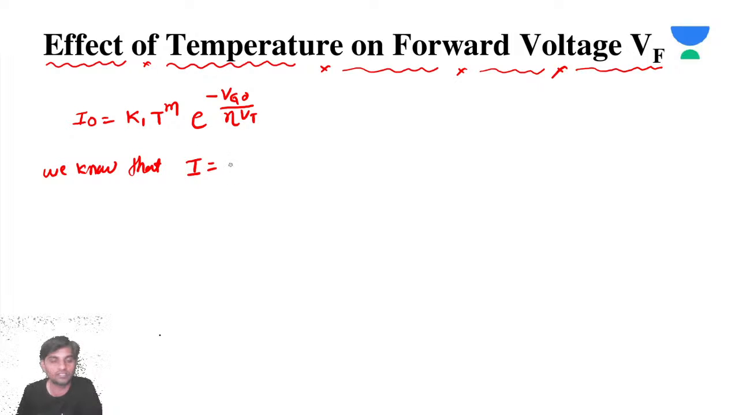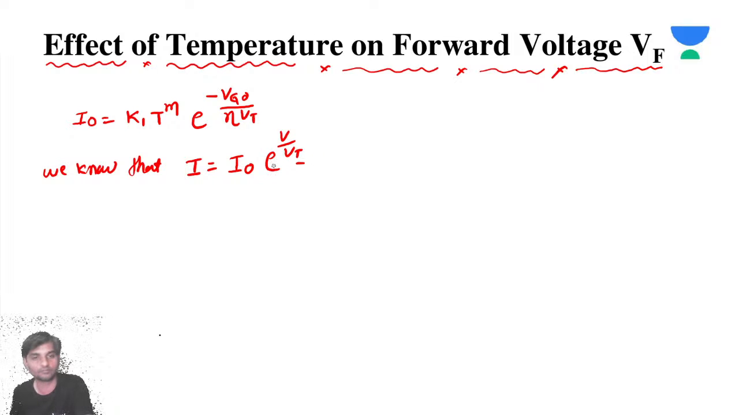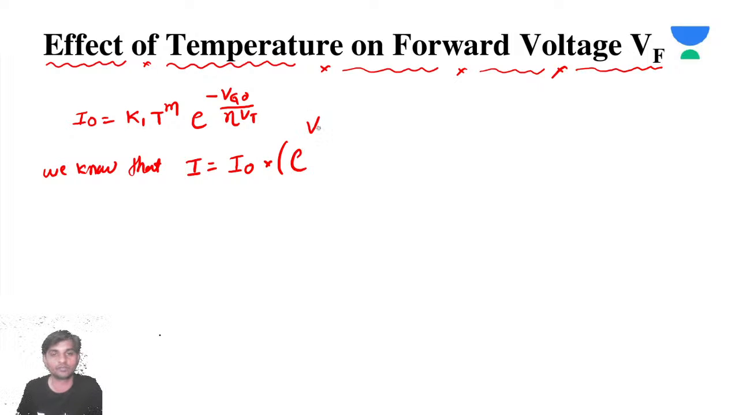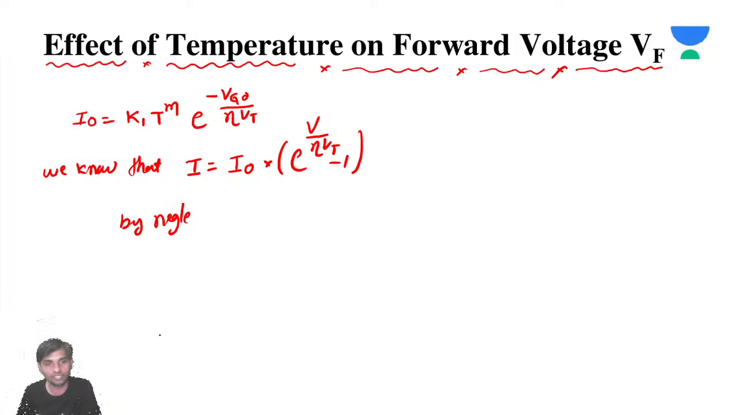I is the diode current. I is equal to I naught into e power (V by eta Vt) minus 1. Substituting this in the above equation and neglecting 1, you will get I is equal to I naught into e power V by eta Vt.